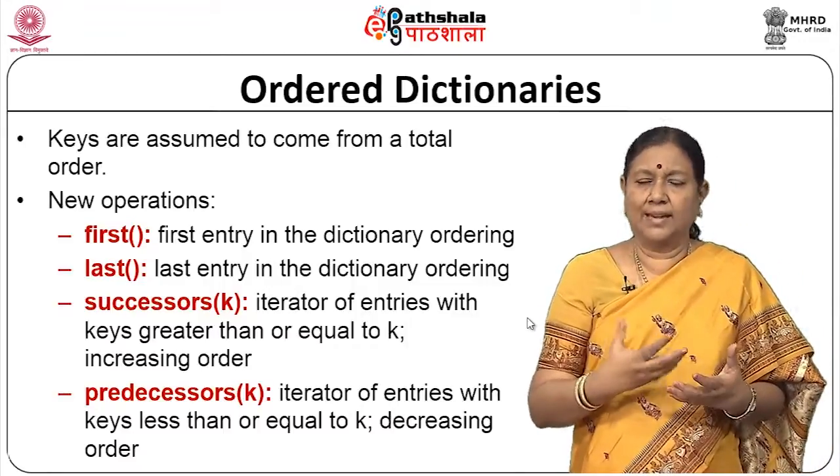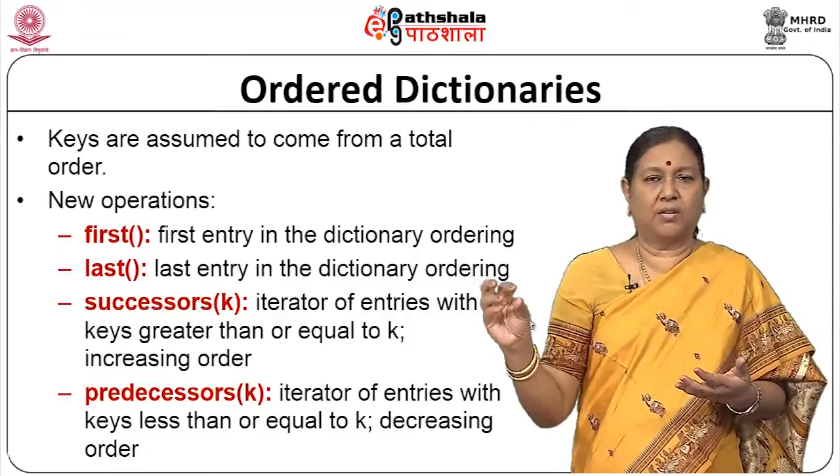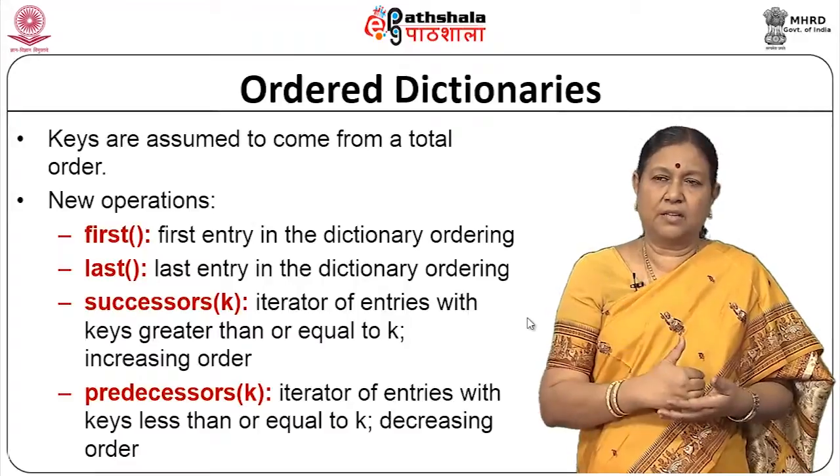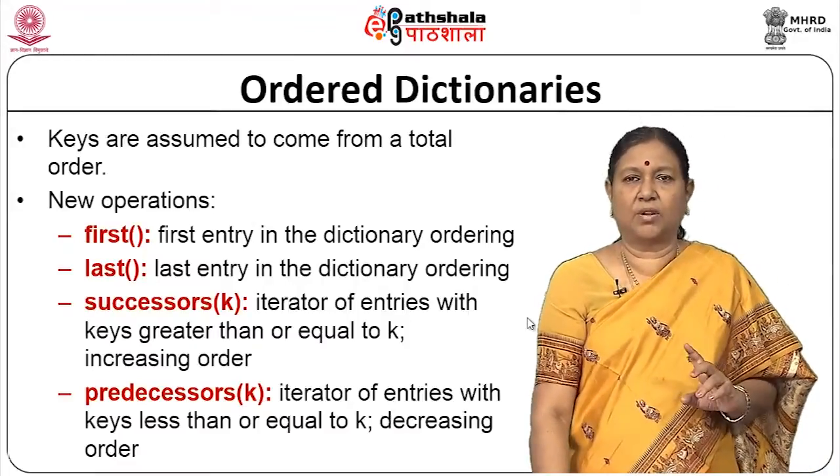So, it depends on that. Basically it is in-order traversal. In-order traversal will give you a sorted order. In that sorted order, the successor of a key will give you the next element and the predecessor will give you the previous element in the sorted order.